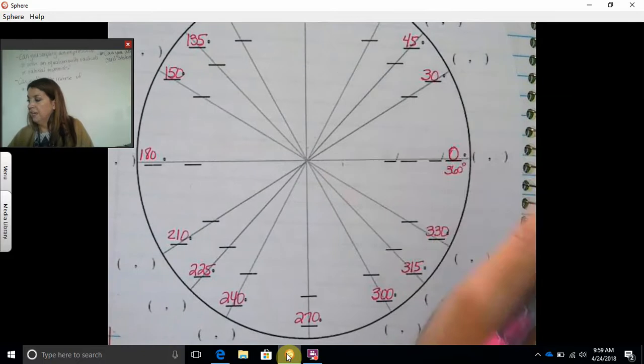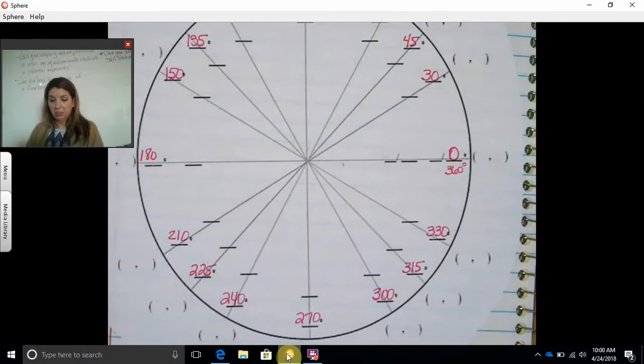Okay, so for each place on this unit circle, we have to find the ordered pair, and then we have to find how many radians it is. Do y'all have any clue what a radian is? Nope, probably not, okay? In geometry, you probably didn't talk about radians. Okay, so you kind of have to visualize this with me.